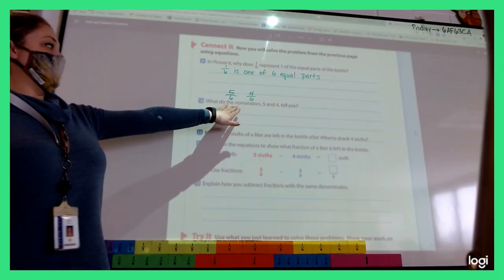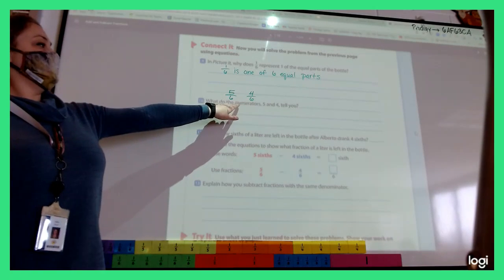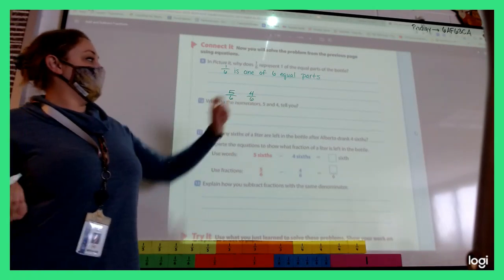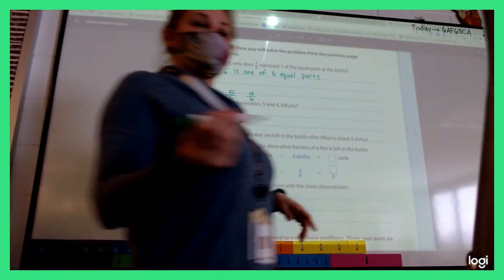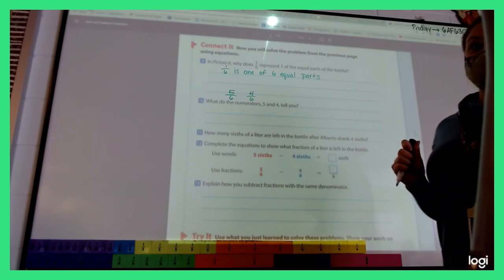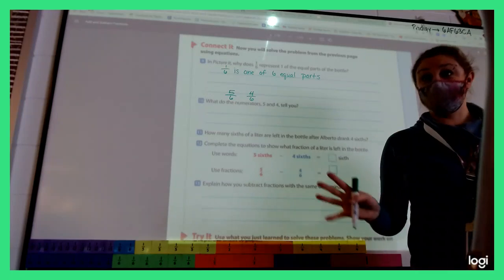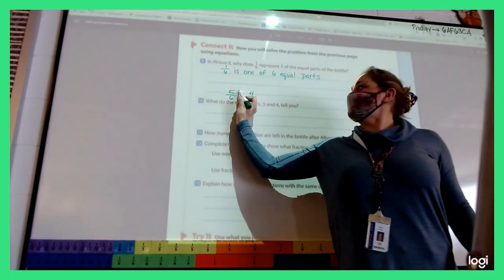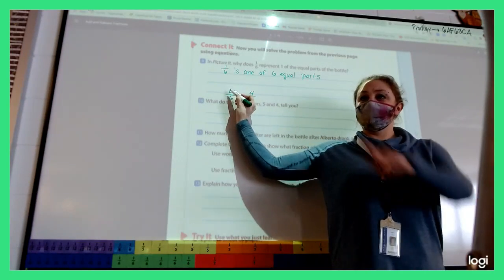Now all I want you to think about is what this question's asking. What do the numerators, 5 and 4, tell us? Okay, think about Alberto's water bottle. It's not telling us how many total parts there are. What is it telling us? Hayden? It's telling us that there would only be 1/6 left. You're thinking too hard. What did the 5 mean when they said there's 5/6 of the water in the bottle?